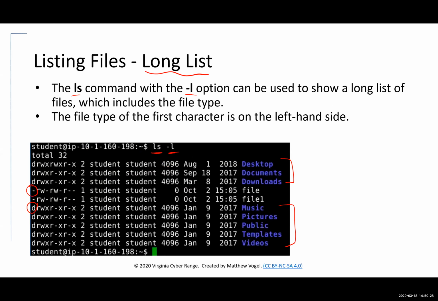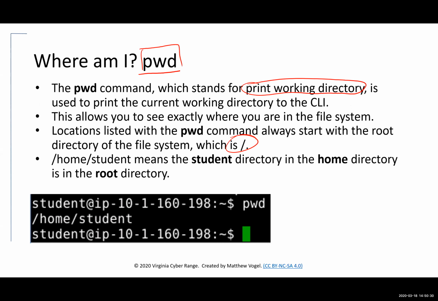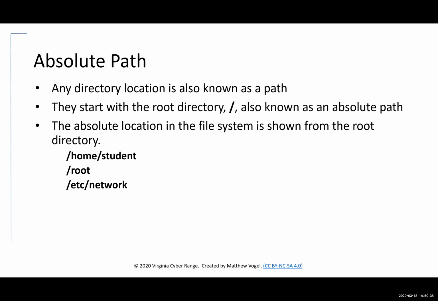I'm looking for the cd. There's no cd here. I guess we'll get to that. There's this notion of an absolute path. So for any directory location, wherever I am on the file system, that's called the path to where I am.